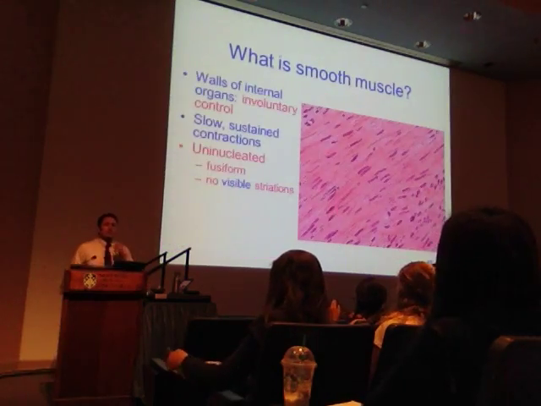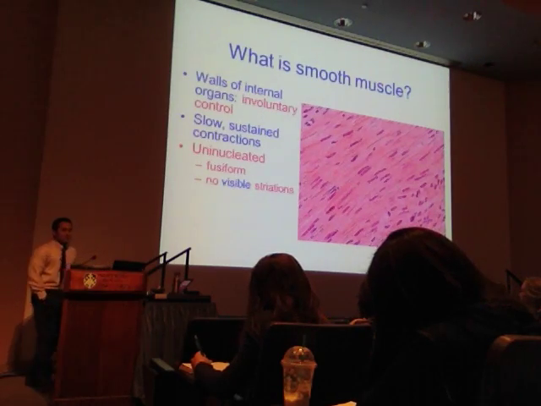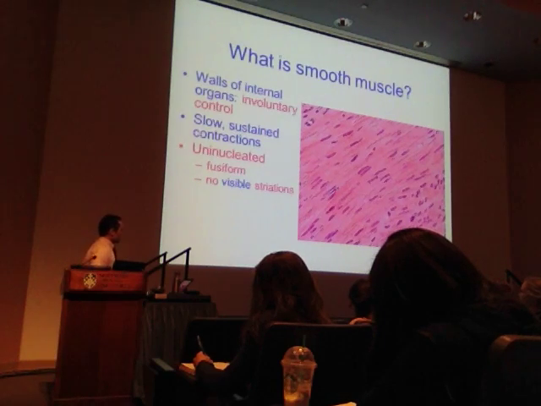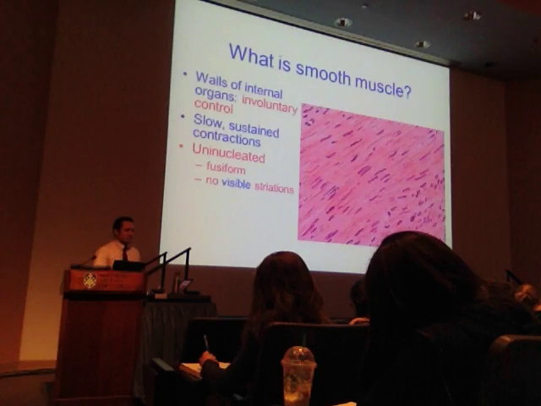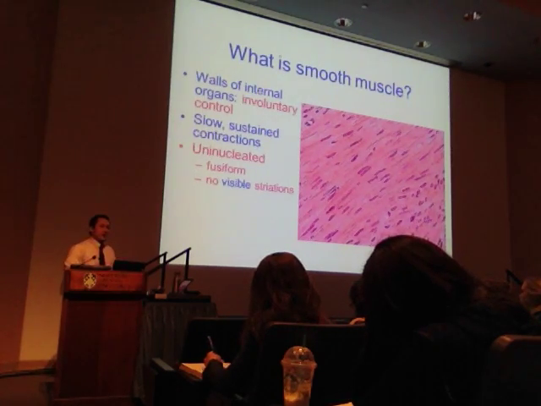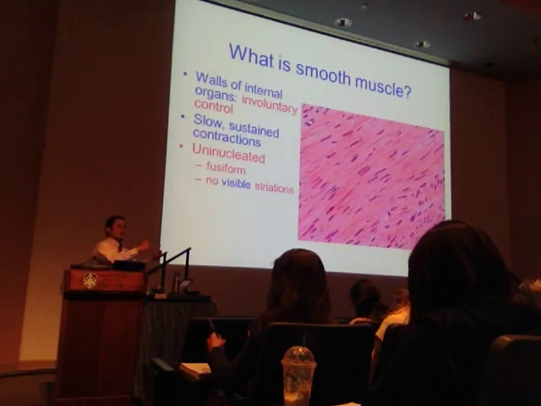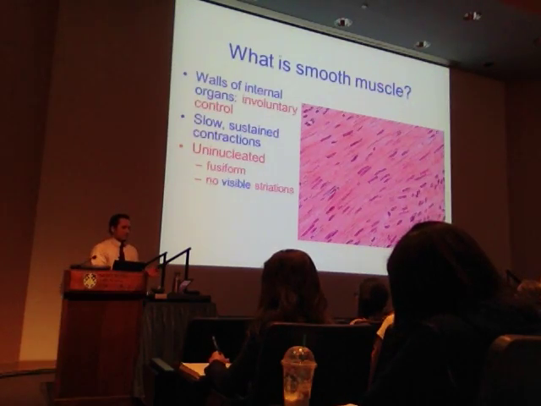Our third category of muscle, smooth. Smooth muscle is under involuntary control, found in the internal organs. They have very slow, sustained contractions, unlike cardiac and skeletal muscle, which are very rapid and fast. Smooth muscle is much slower. And it makes sense. Why would you design it to be slower for digestion?